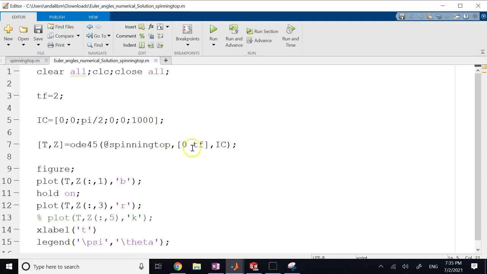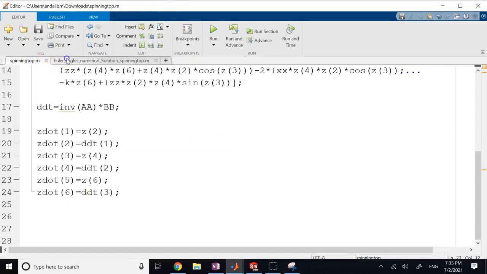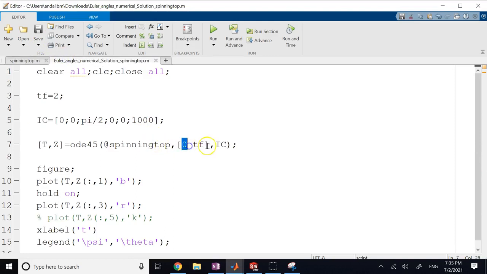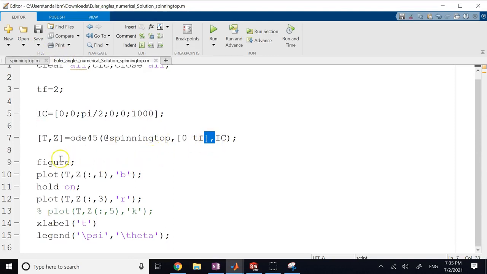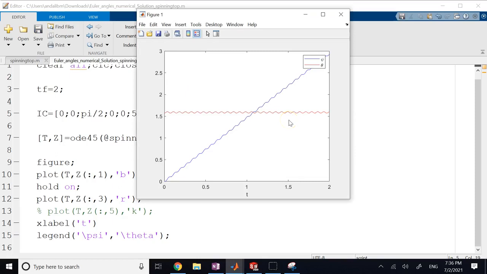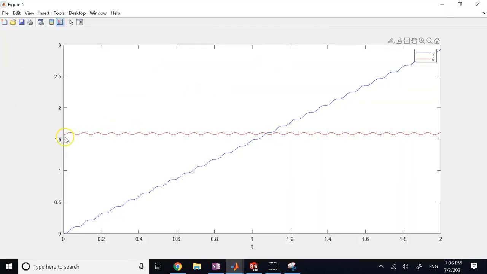I'm running my simulation with that function I wrote, including my ODEs, for 2 seconds with those initial conditions. Then I'm going to plot theta, phi, and psi versus time. So first, I do psi and theta. Let me bring this a little bit further down. Here you can see your psi and theta.